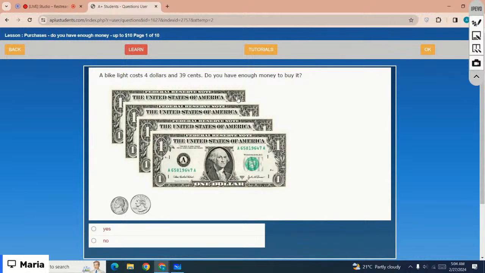Okay. A bike light cost $4.39. Do you have enough money to buy it? Which is the correct option? You have one, two, three, four bills, right? And you have two coins. One of them is quarter. You can count the quarter coin by 25, right? And then the other one, you can count by 10.